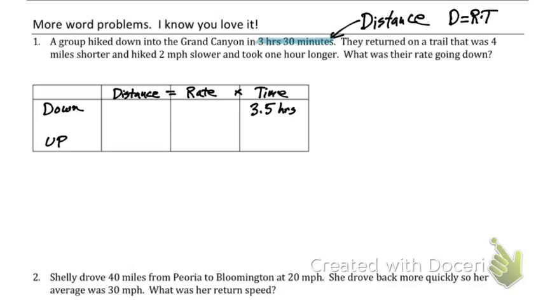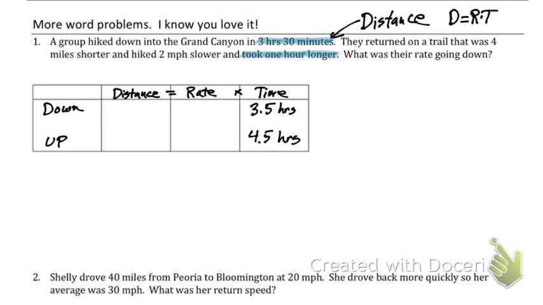Now I'm going to see what going up took, if they give me any information about going up. It says it took 1 hour longer to go up. So since it's 1 hour longer, it has to be just 4.5 hours. There's no reason to put 3.5 plus 1 there because that's kind of a waste of time. It's just 4.5.